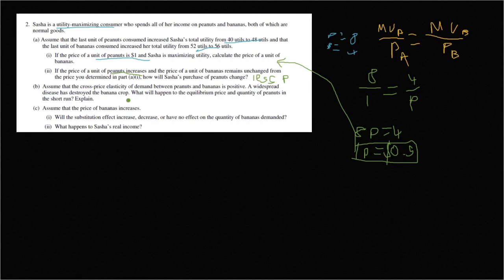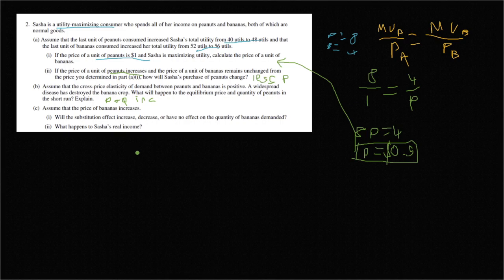So P and Q increase. This is definitely not going to get full points, but you'd write price and quantity increased of peanuts because they are substitutes. And because the bananas price increased because there's less of them, the demand for peanuts would increase, which in turn increases the price and quantity.